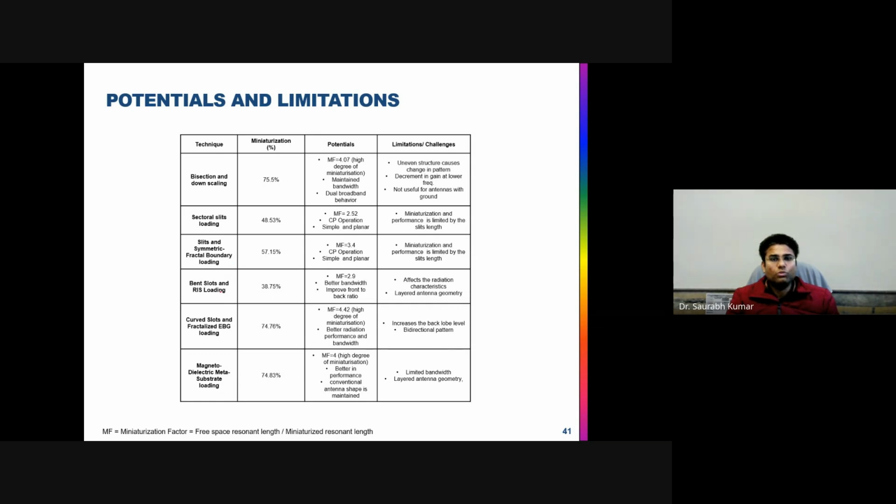With the RIS, you have an effect on the radiation characteristic, and the layered antenna geometry is there. With the EBG, the bidirectional radiation pattern is the limitation. If one is asking for only a unidirectional one, then there will be an issue. And the increment in the back lobe level is also high for this. With magnetodielectric metasubstrate, the bandwidth is limited because of the dispersive nature and layered geometry. It is also not a simple single layer geometry.